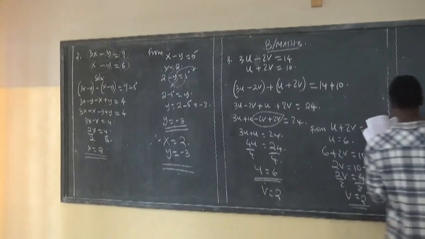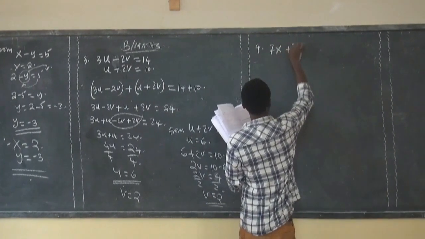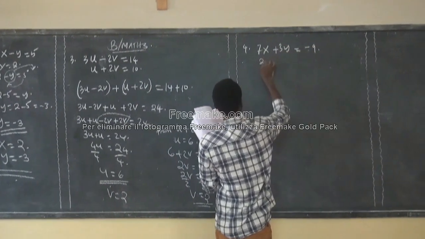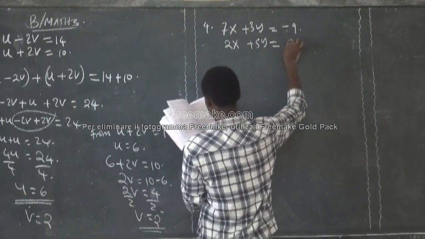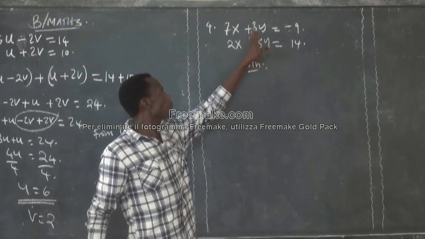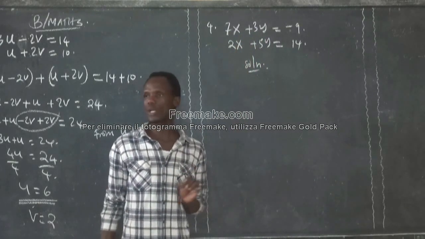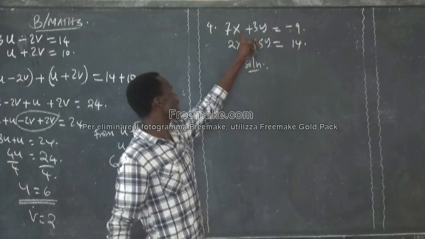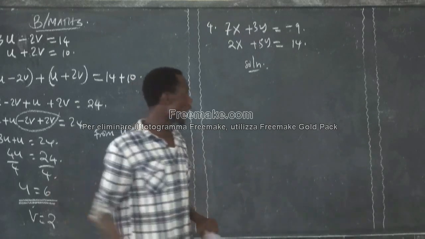Let us see the other example here. Now we have 7x positive 3y is equal now to negative 9. Then we have 2x positive 5y is equal now to 14. If you look at this question, there is no place where you can find they are equal. So it is something very interesting from this question. Kwa sababu 3y, 5y, 7x, 2x. So now this is the question that I told you do other things.